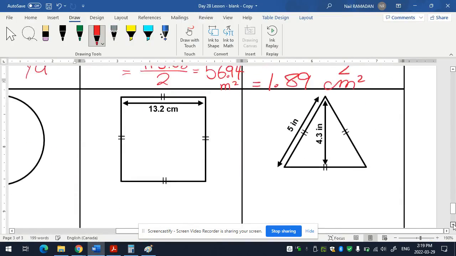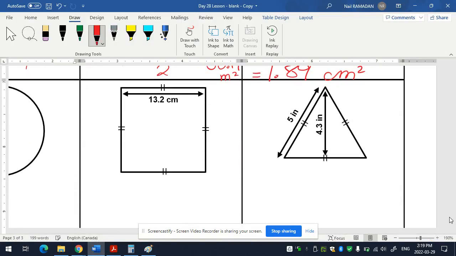Okay, let's do this triangle now. What are all the sides we said? 5, which means the base is 5. Okay, so 5 inches. But how high is it? It's not 5 on the inside, it's 5 on the outside. It's 4.3 on the inside. Great. We know the base, we know the height. So A equals.